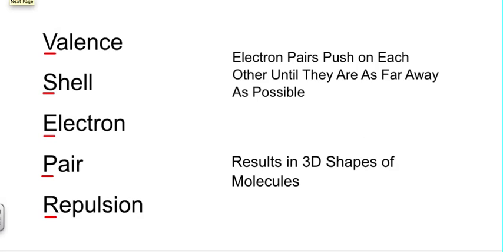What VSEPR actually stands for is valence shell electron pair repulsion. And what that means is just simply electron pairs are going to be pushing each other away until they are as far away from each other as possible. And that means electron pairs in a bond and also just lone electron pairs. And so what happens is this is actually what results in our 3D shapes of molecules.